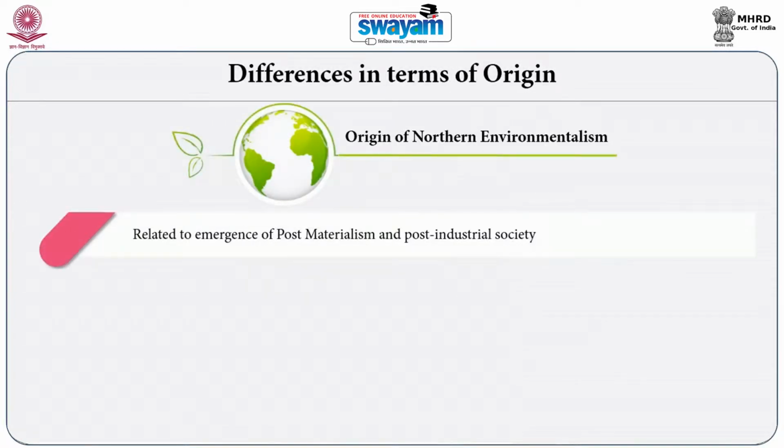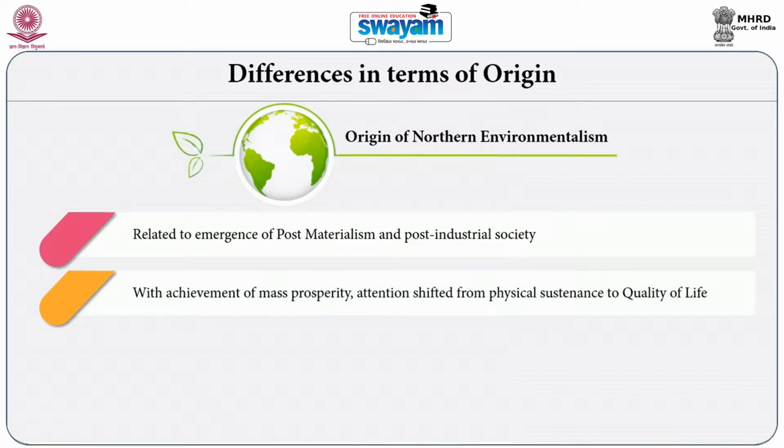How is environmentalism of the north, or environmentalism in the industrialized countries of the global north, different from environmentalism in the global south or in the developing societies? The northern environmentalism, or environmentalism in the western European nations or the North American countries, is related to the emergence of post-materialism and post-industrial society. As I just mentioned, even though environmental degradation and the industrial revolution continued simultaneously, there is a great silence in the western societies, or in the industrialized societies, regarding environmental degradation.